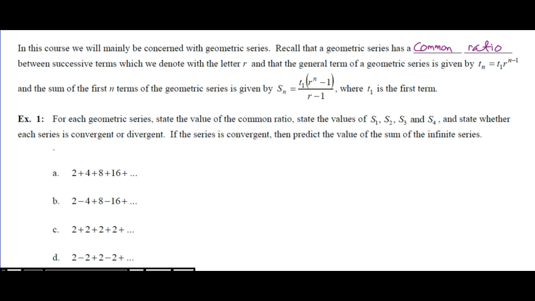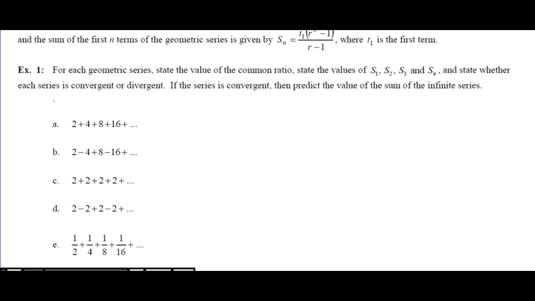Excuse me, and I think there's an alternate formula, but that's one we're looking at here. For each geometric series, state the value of the common ratio, state the values of s sub 1, s sub 2, s sub 3, and s sub 4, and state whether each series is convergent or divergent. And if the series is convergent, then predict the value of the sum. So what will the value of the infinite series be?